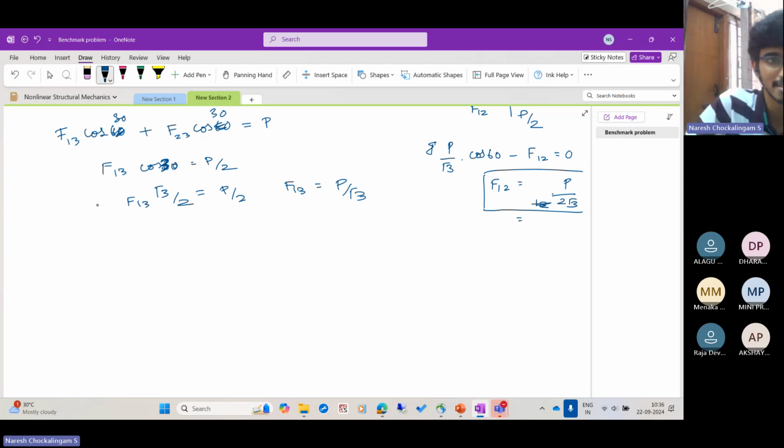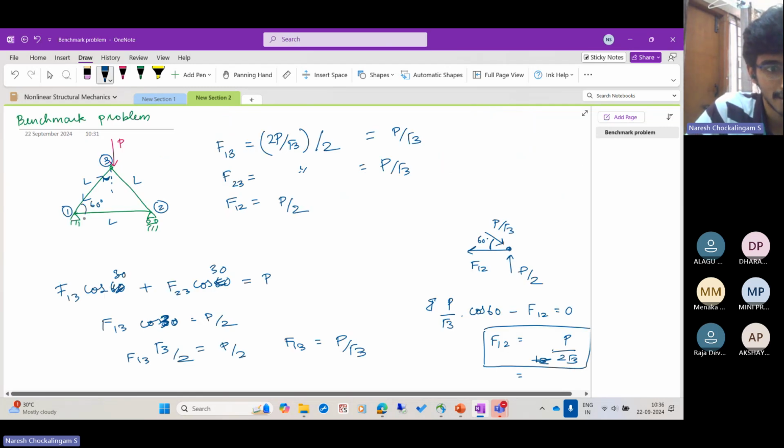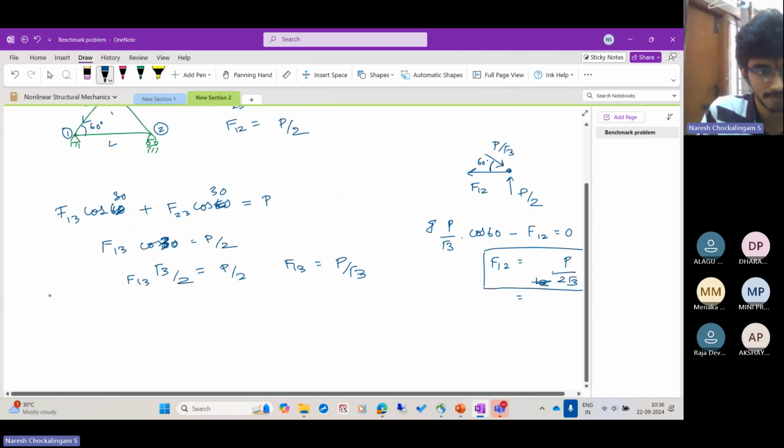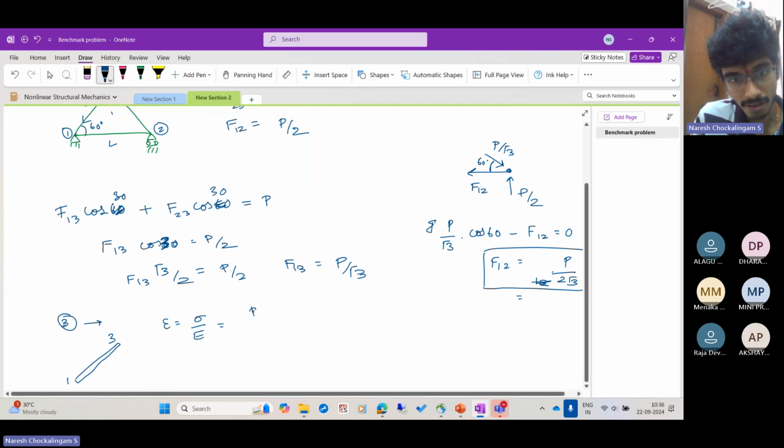So let's just take one node, node 3. Node 3 is connected to this member 1, 3. The strain in this member is stress by E, and stress is P by root 3 A, so there's an E. This is the strain in the member. And what is the length of the member? L. Change in length of the member will be epsilon L, which is PL by root 3 AE.